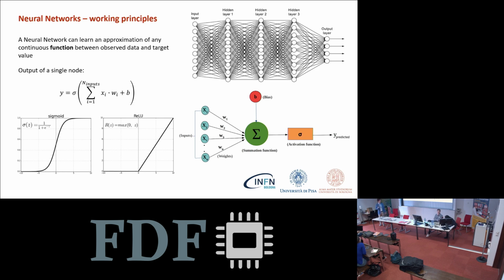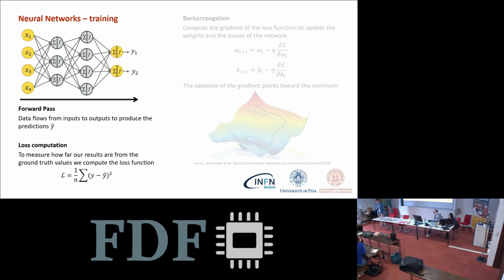Each node performs the same task, represented by that equation: a weighted sum over all the inputs multiplied by the weights and summed with the bias. And then we have the activation function. We can have many different activation functions, but in our work, we use the ReLU function. This is just the very basic principles of a neural network, but before using a neural network, we have to train it, which means that we have to find the best parameters, so the best weights and biases of the network.